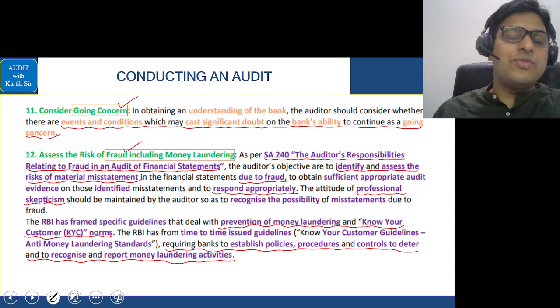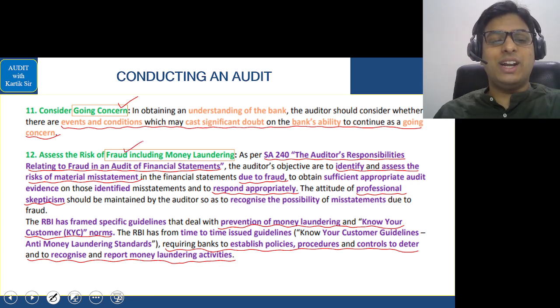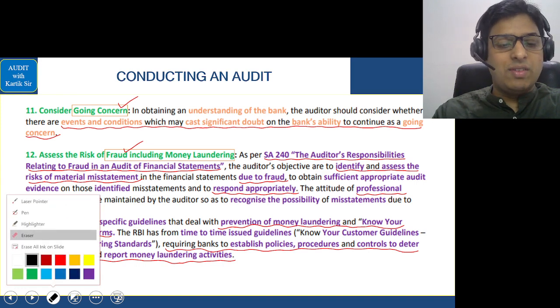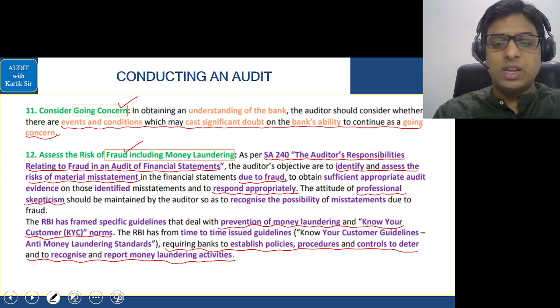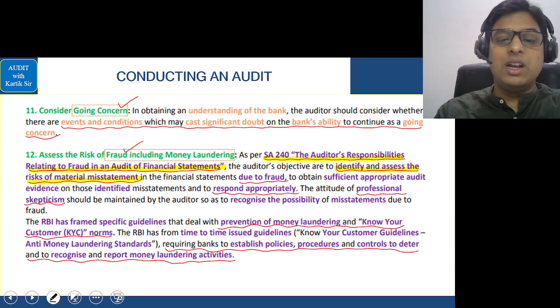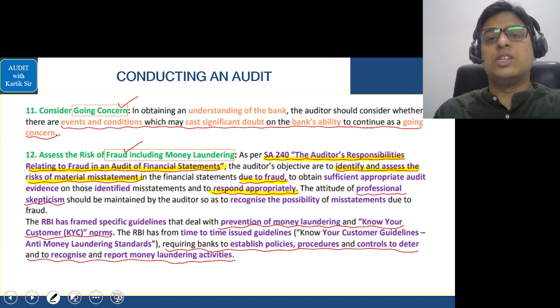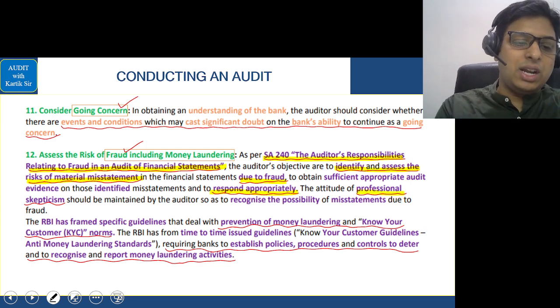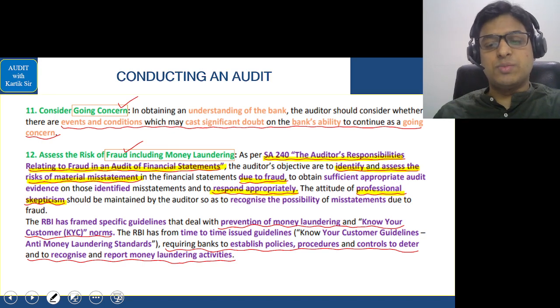Okay. Next, fraud, your favorite area. All time favorite area is fraud. Correct. Assess the risk of fraud including money laundering. Now what they have given here is, the auditor should do the audit keeping in mind, as you know very well, SA 240. SA 240, the auditor's responsibilities relating to fraud in an audit of financial statements. We should identify and assess the risk of material misstatement which can be due to fraud. The auditor has to respond appropriately if he finds such matters. He should do the necessary steps. He should work more. He should see whether more areas are getting affected or not. All these things he has to do. Of course, he has to maintain an attitude of professional skepticism, correct? Questioning mind, alert to conditions, critical assessment of audit evidence.